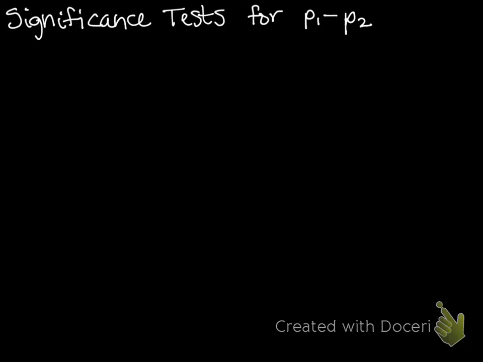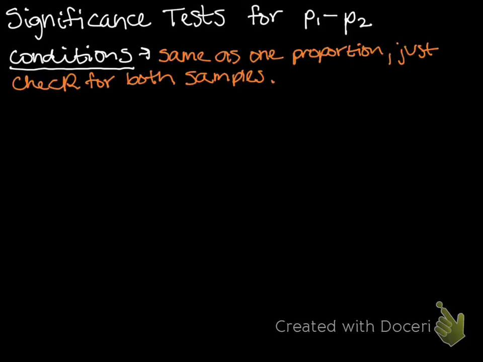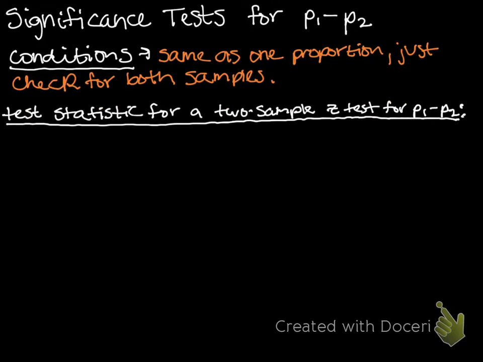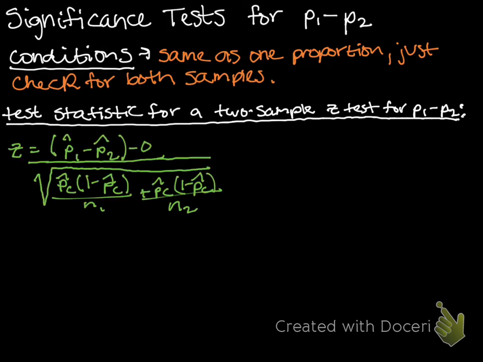All right, significance test for P1 minus P2. Conditions. Conditions are the same as one proportion. Just check them for both samples. Test statistic for a two-sample z-test for P1 minus P2: z equals (P hat 1 minus P hat 2) minus 0, divided by the square root of P hat C times (1 minus P hat C) divided by N1 plus P hat C times (1 minus P hat C) over N2, where P hat C is equal to (X1 plus X2) divided by (N1 plus N2).